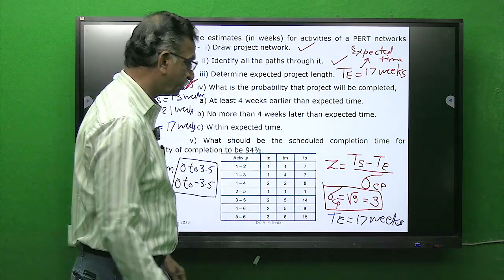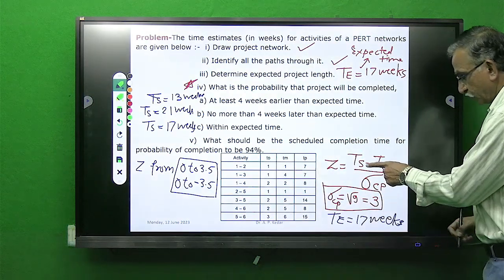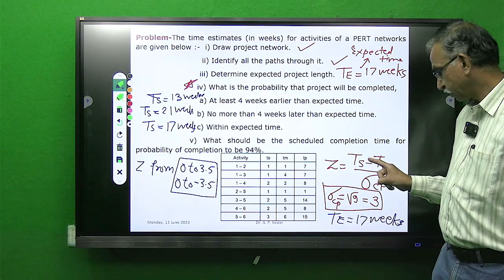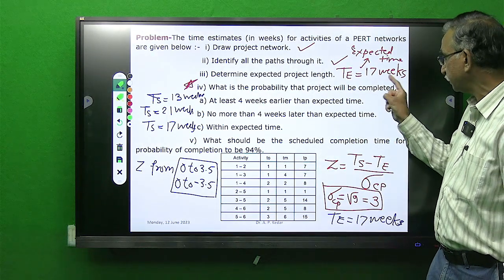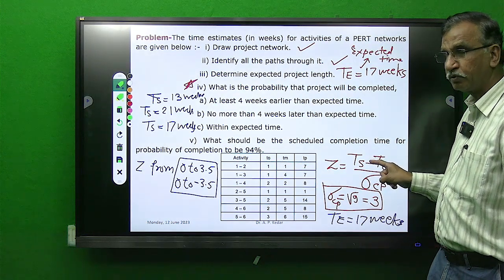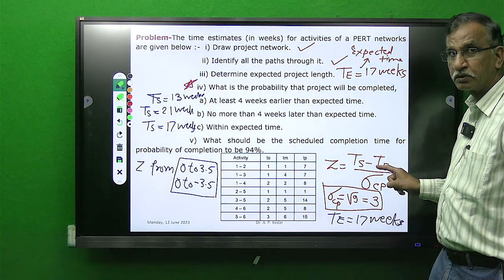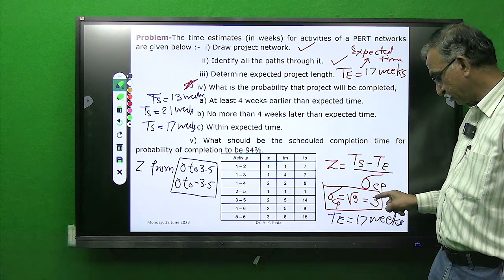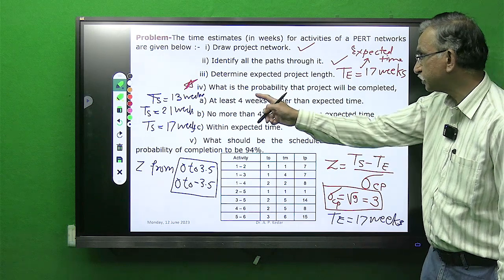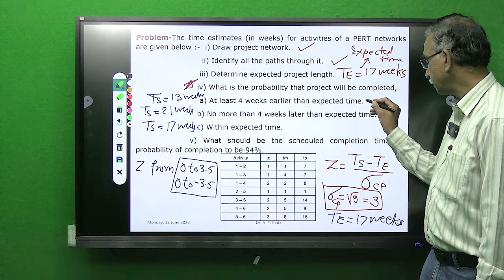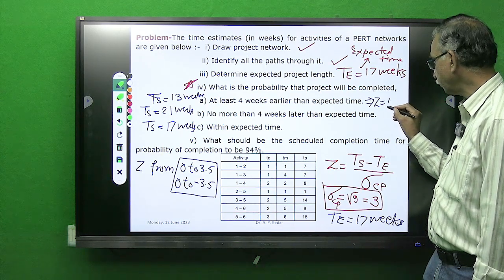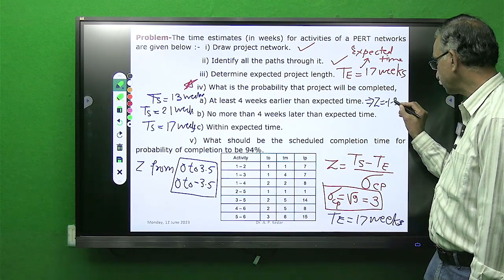Now students, what we have to do? We have to keep the value of TS over here. If I put TS equal to 13 minus TE 17, so 13 minus 17 will give me minus 4. Sigma CP is 3. So 4 by 3 is 1.33. So for this case I get Z equal to minus 1.33.